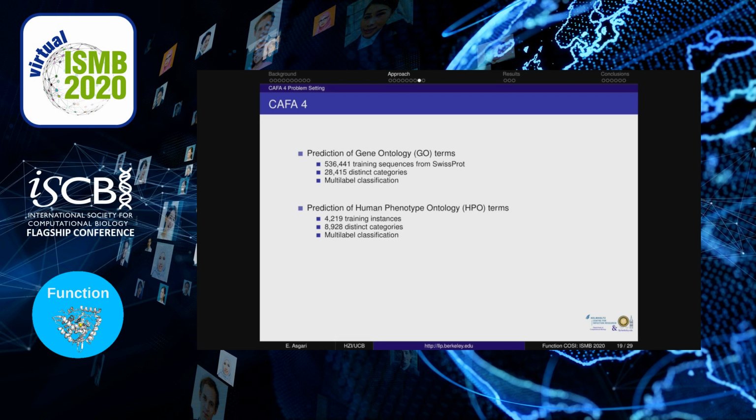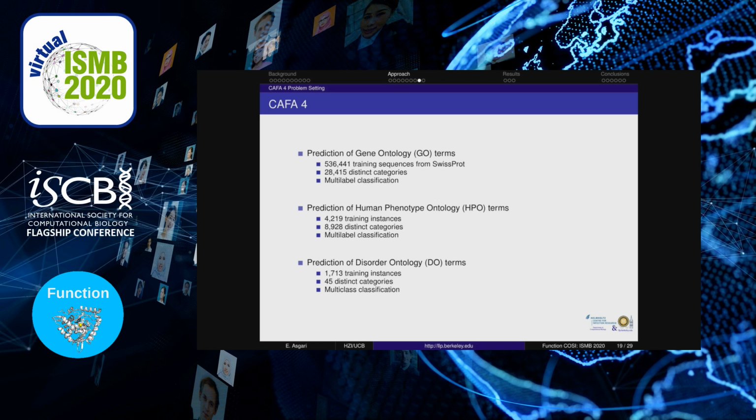And the second task was prediction of human phenotype ontology terms, where we used around 4,000 training instances that were annotated for almost 9,000 distinct categories. And again, it was also a multi-label classification task. And the third task, in which we had a lower number of training instances, was prediction of disorder ontology. We had 1,713 training instances with 45 categories, and it was mainly a multi-class classification problem setting.